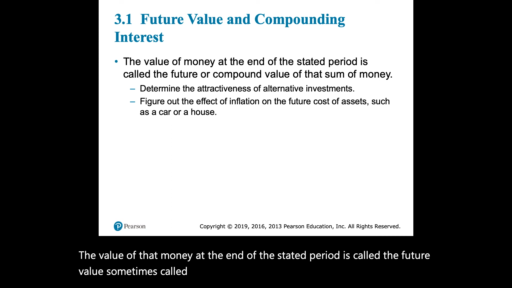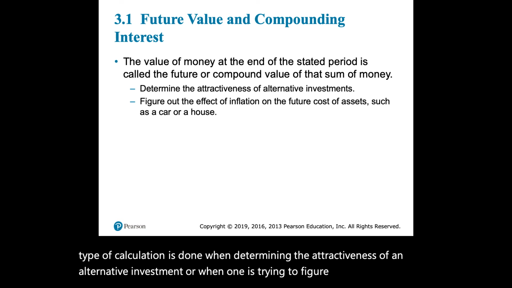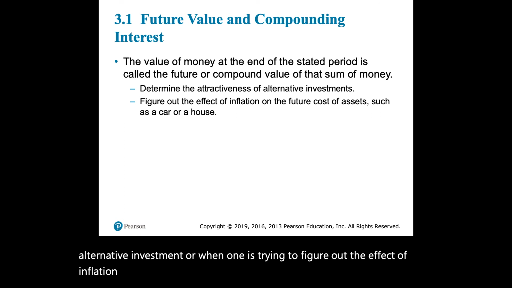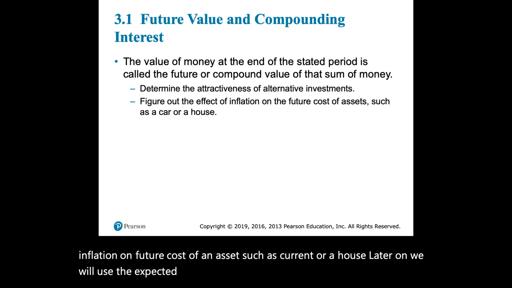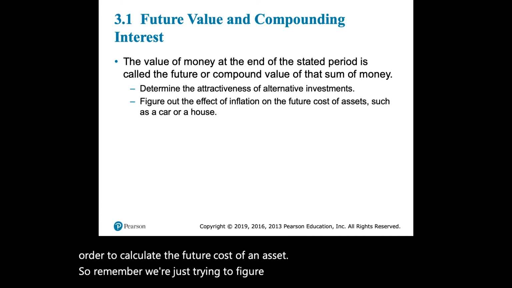Now, this type of calculation is done when determining the attractiveness of an alternative investment, or when one is trying to figure out the effect of inflation on future cost of an asset, such as a car or a house. Later on, we will use the expected annual inflation rate instead of the rate of interest in order to calculate the future cost of an asset. So remember, we're just trying to see the basic math, and we can later on apply it to more practical financial decisions.